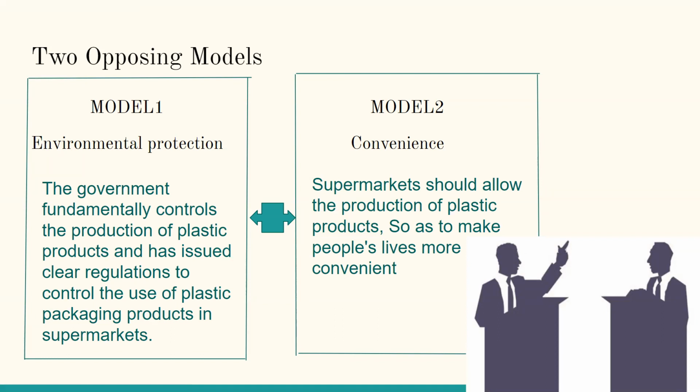The working process of the second model is basically around the convenience of the customer. Supermarkets should allow the production and use of plastic products so as to make people's lives more convenient and more hygienic. The price of buying plastic products will be much cheaper than buying environmentally friendly materials, which is also very friendly to poorer customers. Next page.